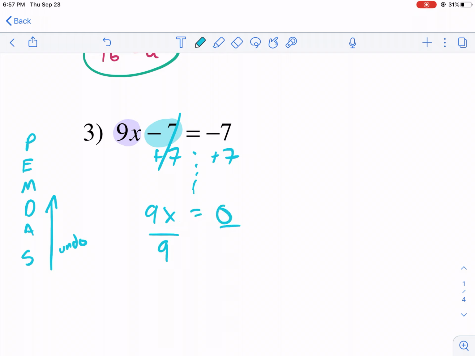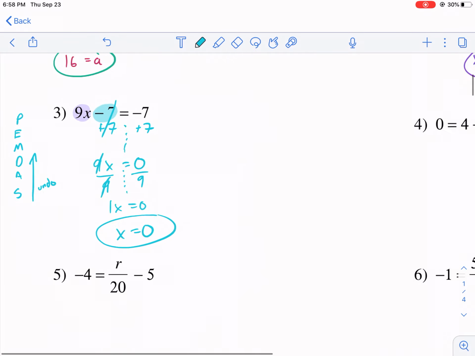This one's interesting. Now we're going to divide by 9. Sorry, I went over that fast. Let me go back. We have 9 times x. So to do the opposite of multiplication, 9 times x, we're going to divide. That undoes it. We're going to be left with 1x equals 0. Again, we have to divide by 9, okay, on both sides. And 1x is the same thing as x, so we're going to get our answer, x equals 0.